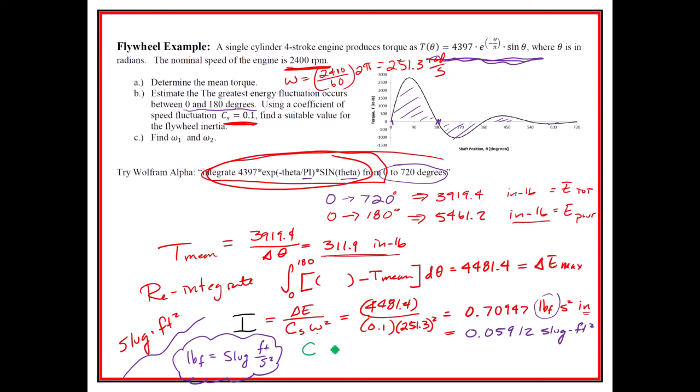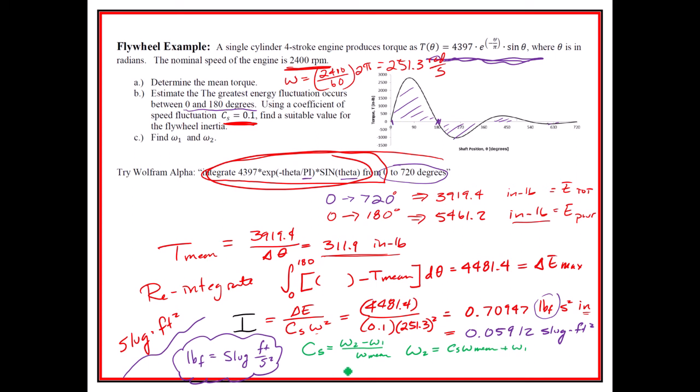The CS was defined by the max minus the min, and I write them as 2 and 1, about the mean right here. So the fluctuation that you can expect with that CS is going to be, well, omega 2 is going to be the CS times the omega mean plus the omega 1.